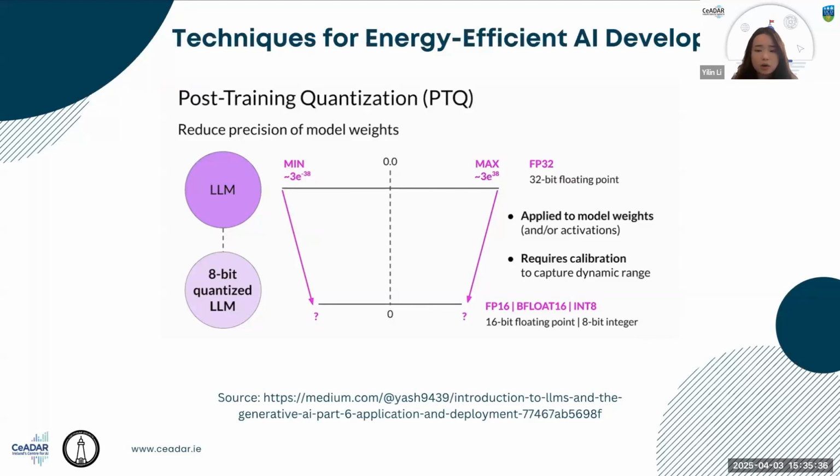These charts show how we keep the same range of values, but just use fewer bits to represent them. It can be done after the training, which is why it's called post-training quantization. It does require a bit of calibration to make sure the model still works well, but in many cases it has very little impact on accuracy and a big impact on efficiency.